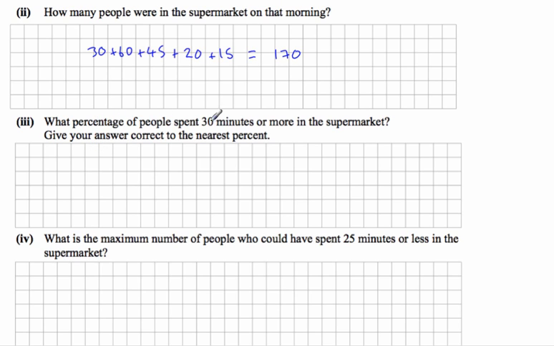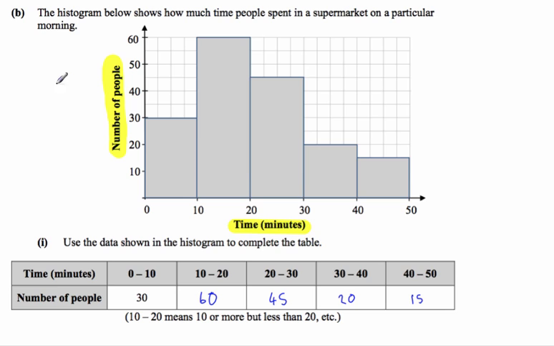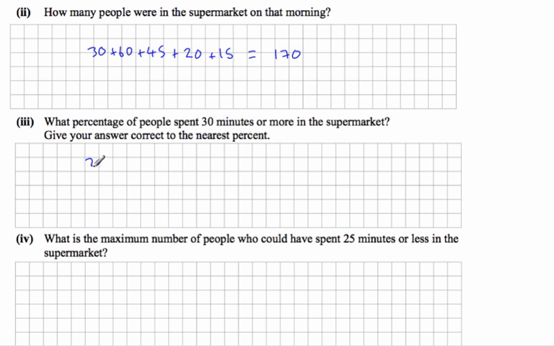What percentage of people spent 30 minutes or more in the supermarket? Give your answer correct to the nearest percent. So 30 minutes or more would be the people in this group here or this group here. So it's 20 and 15. So the 20 plus the 15, that's 35 people. But they want the 35 people as a percentage of the total. So it's 35 out of our total, which is 170.